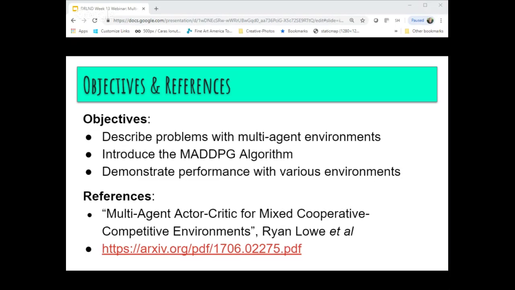So the objectives today are, primarily, to describe the problems that traditional algorithms might have when there are multiple agents either cooperating or competing with one another in a single environment. Then I'll introduce the multi-agent DDPG algorithm, which is the main topic of the discussion this evening. And then at the end, we'll compare the performance of this new MADDPG algorithm to the traditional DDPG algorithm, and see how this extension does a better job in these types of environments.